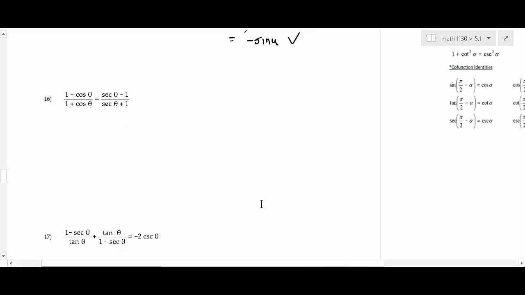If I go to 16, which side is more complicated? It's pretty equal, don't you think? So here's my thought process on this. If you have a secant, it's pretty easy to change a secant into a cosine by changing that to 1 over cosine. It wouldn't really matter which side you start with. So I'm going to start with the right side. That's just my decision, but it would work either way. So let's write down, we have proof on this, and then what we have is secant theta minus 1 over secant theta plus 1.